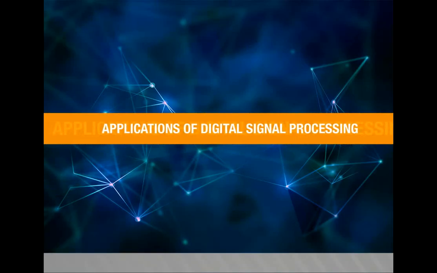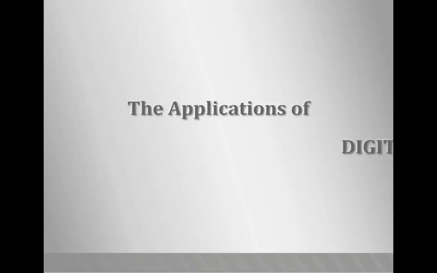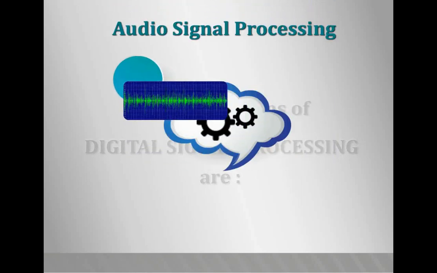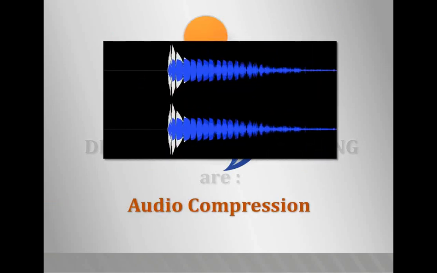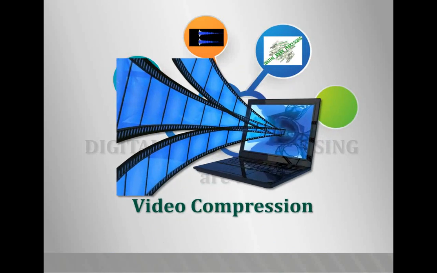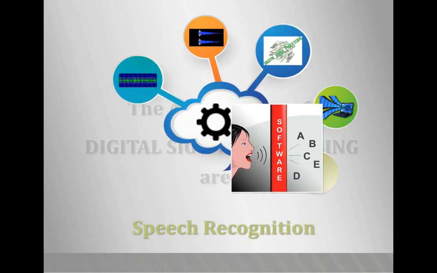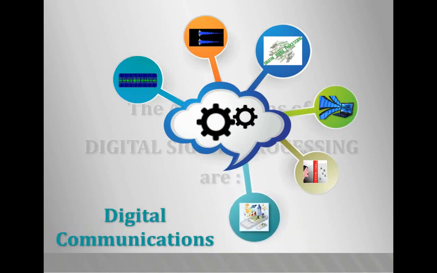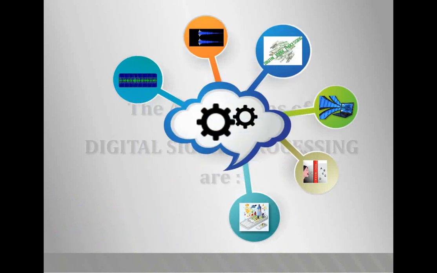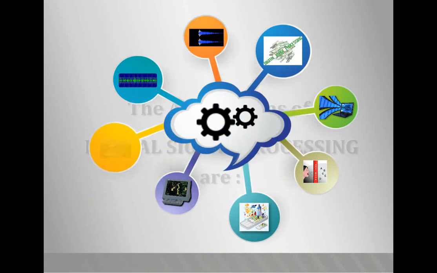Applications of digital signal processing. In this video, we are going to see the applications of digital signal processing. The applications of digital signal processing are audio signal processing, audio compression, digital image processing, video compression, speech recognition, digital communications, radar, sonar.